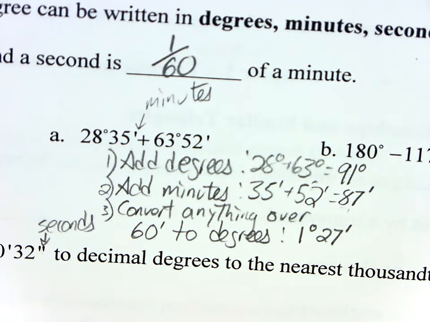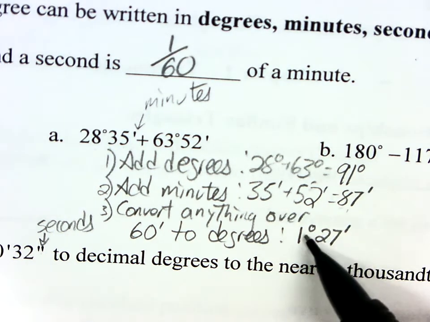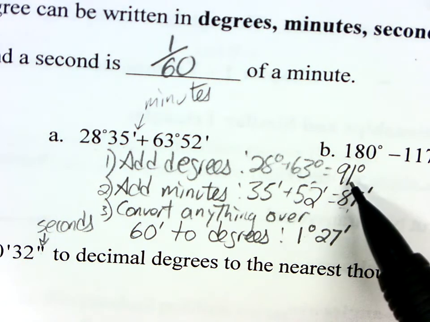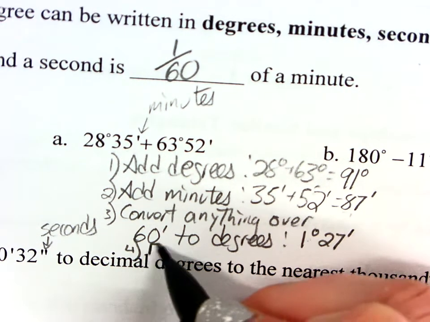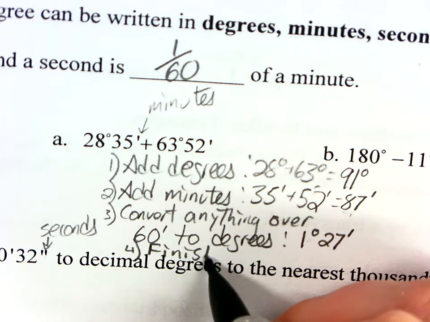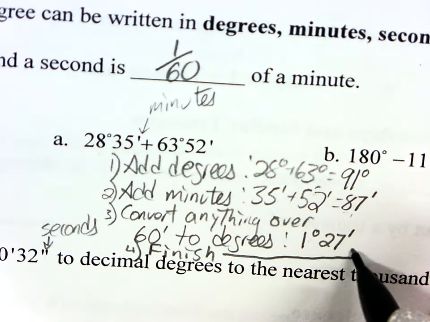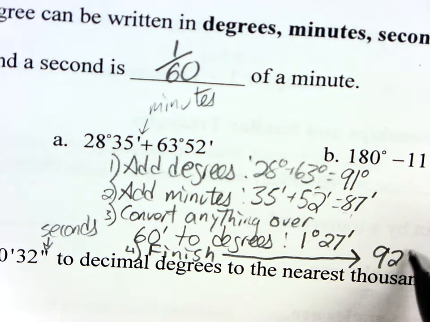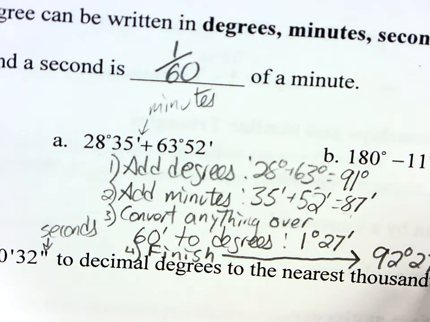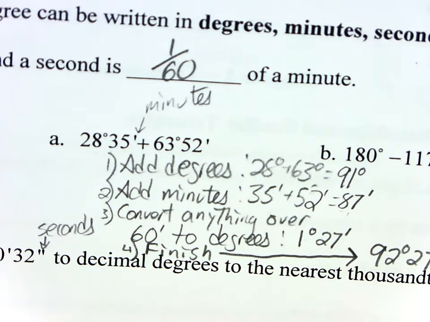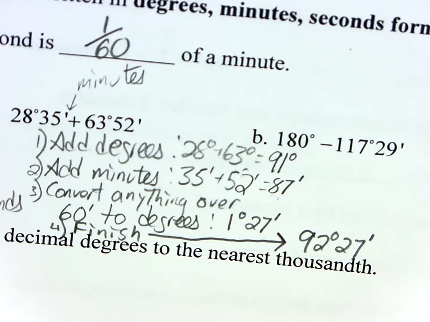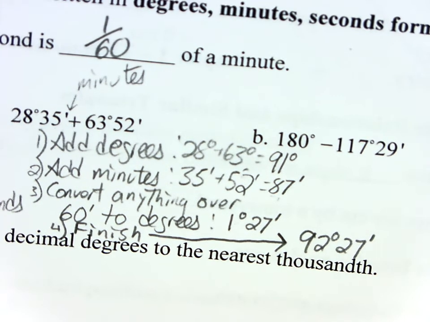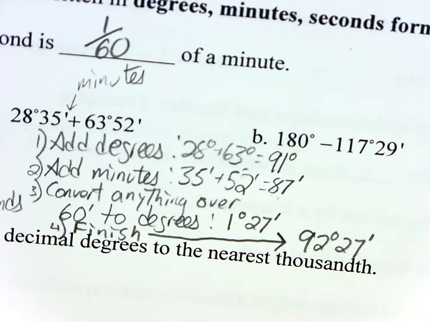And now I can finish this out by just adding that 1 degree to the 91 degrees that I already had. So I'll just say finish. So my final answer, 92 degrees, 27 minutes. Does that make sense? It's a little weird, I know.